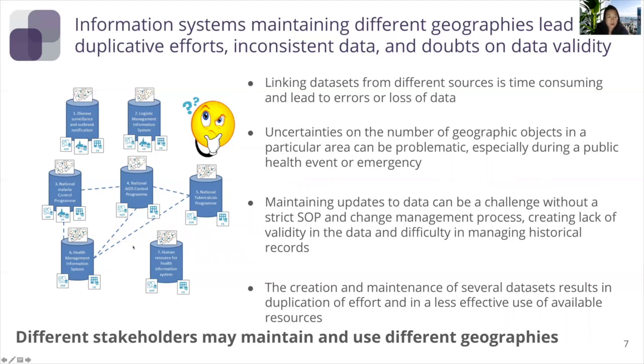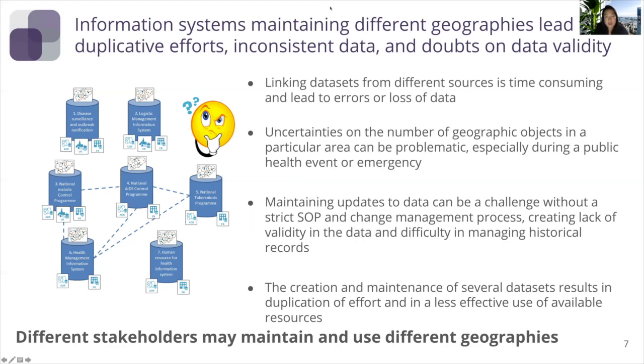Also, having different systems on the same location or the same objects can lead to uncertainties on the number of objects in a particular area. This can be extremely problematic, especially during a public health event. For example, during an emergency, you don't want to be asking what's the latest on the number of health facilities, who has the most up-to-date data set, where are the villages, what's the latest boundary. These are all challenges that can be exacerbated in a system where information systems manage different geographies.